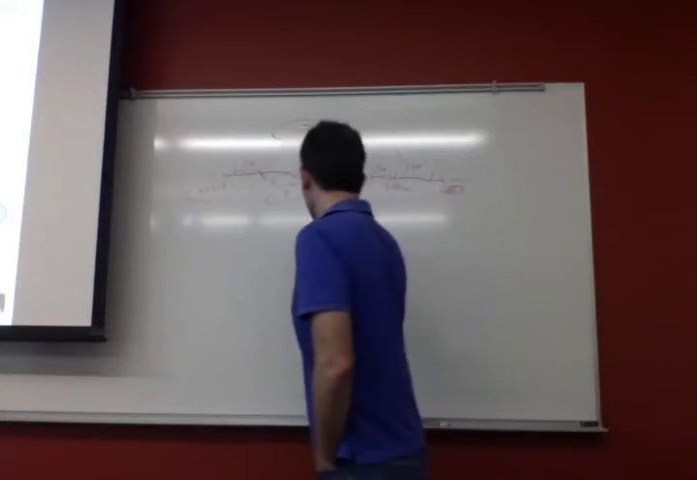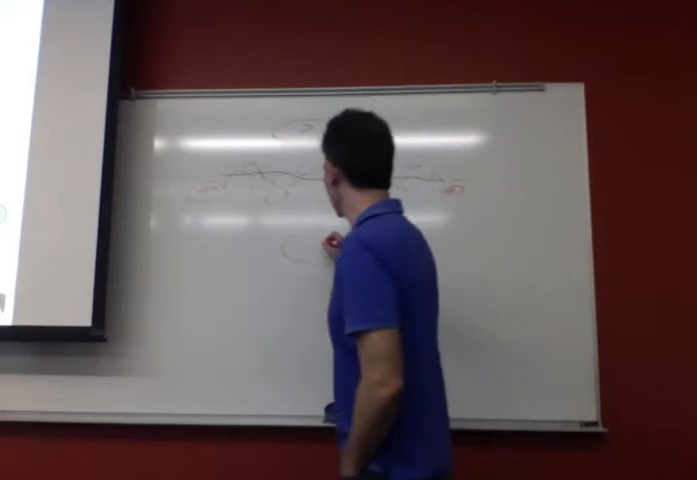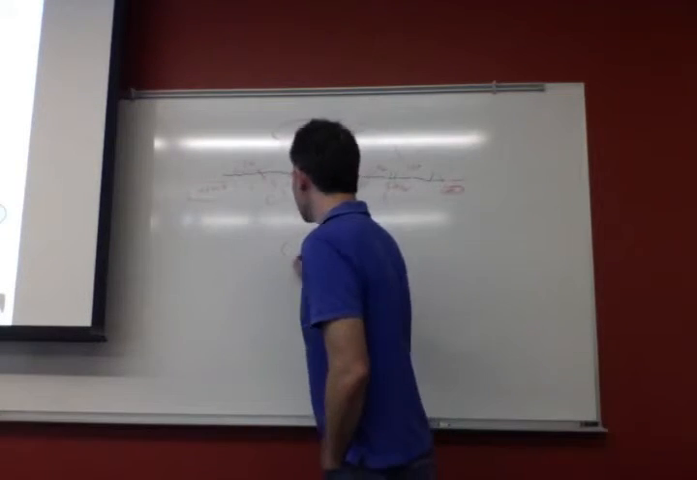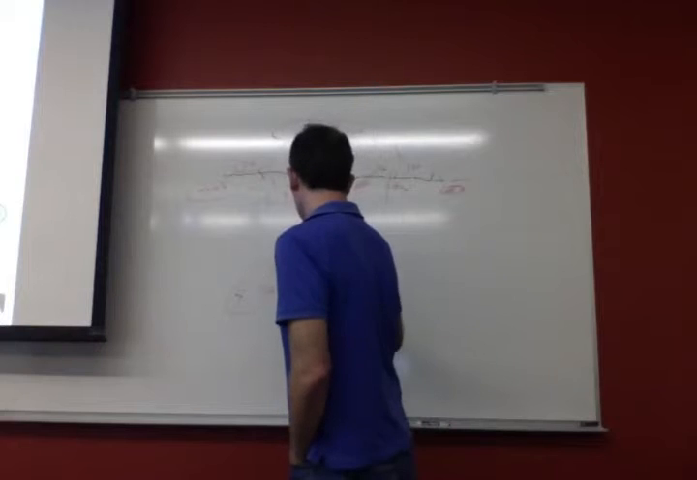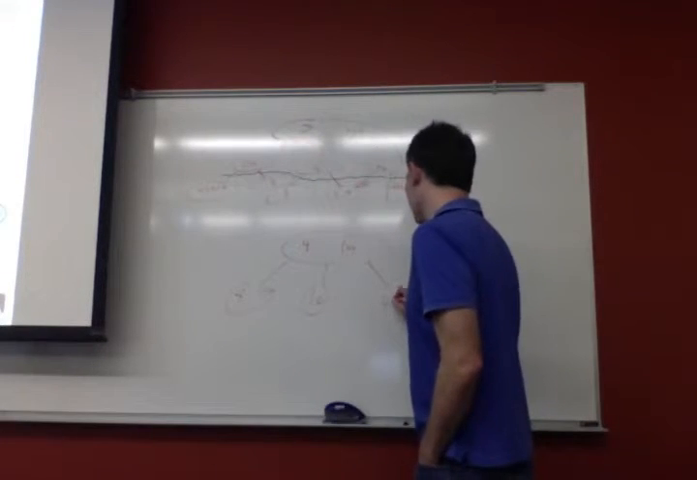So let's go through this example where we have 9, 14, 5, 7, 10, 420.